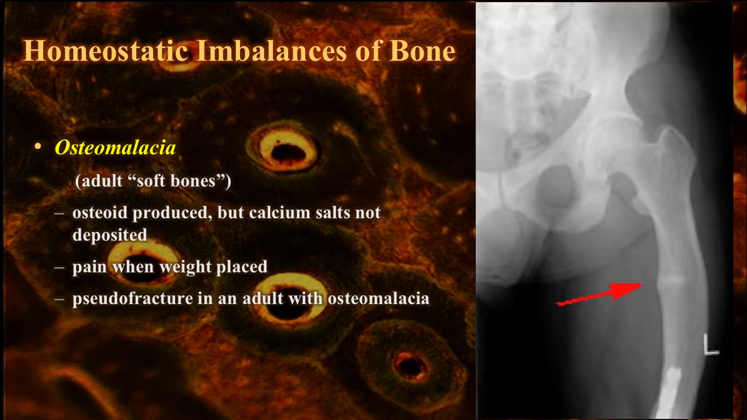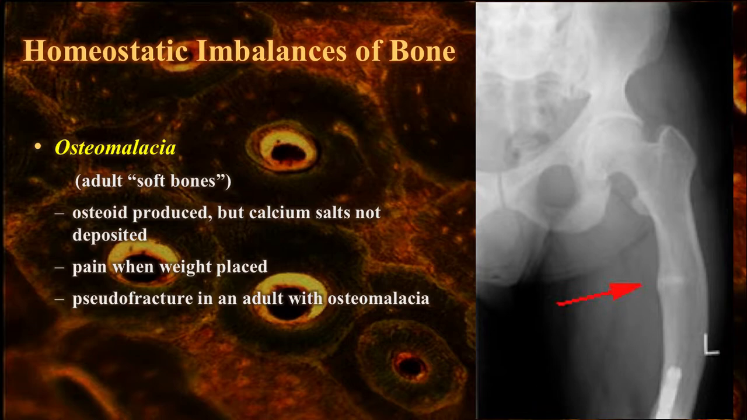Homeostatic imbalances. This is what your quiz is on, so this should be review of stuff you know. Okay, osteomalacia is soft bones in adults. So we have more of the organic components and less of the inorganic components. So we have osteoid produced, the organic component, but the calcium salts aren't deposited. In adults, we see pain when weight is pushed on it. And a common thing that you see in these patients are pseudofractures.